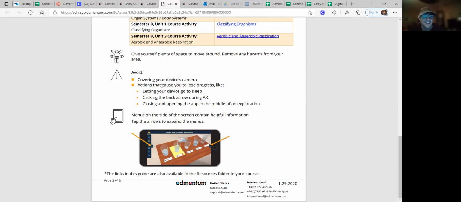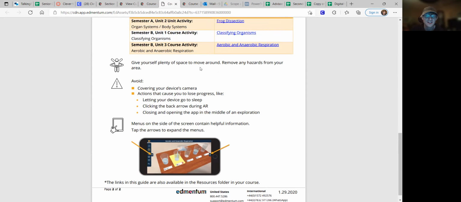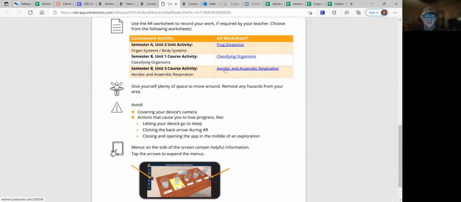Avoid covering your device's camera. Actions that cause you to lose progress include letting your device go to sleep, clicking the back arrow during AR, and closing and opening the app in the middle of an exploration. Menus on the side of the screen contain helpful information. Tap the arrows to expand the menu.